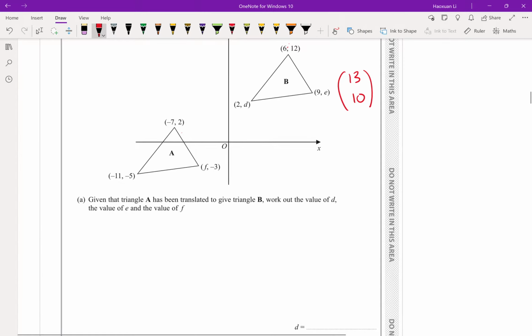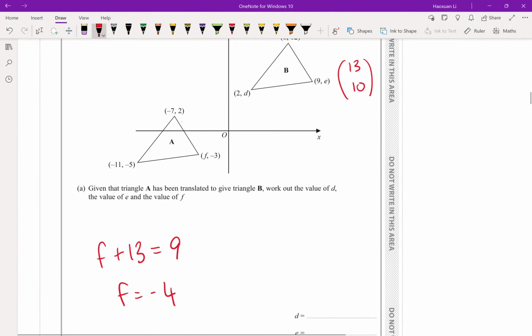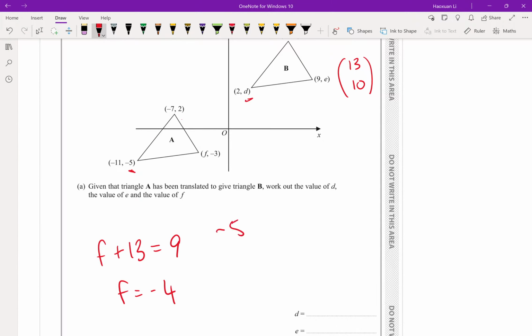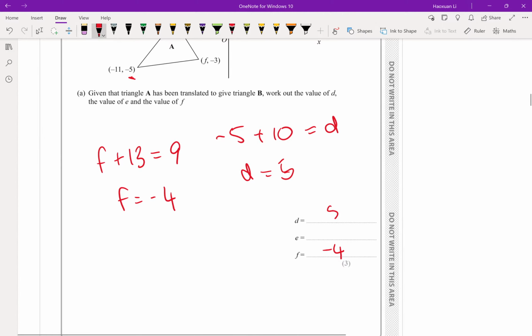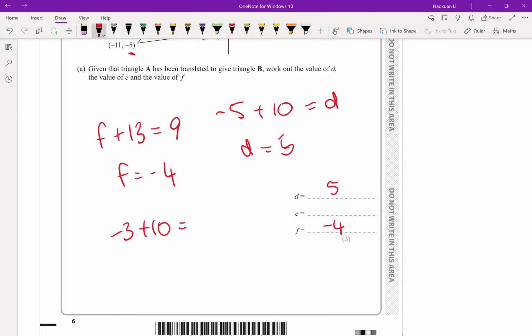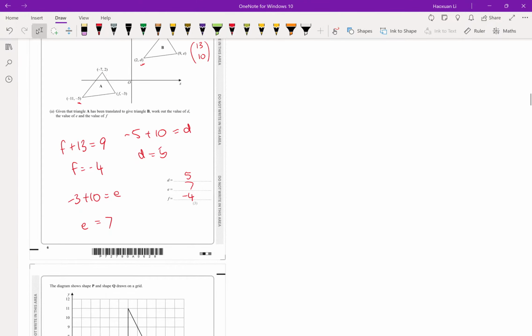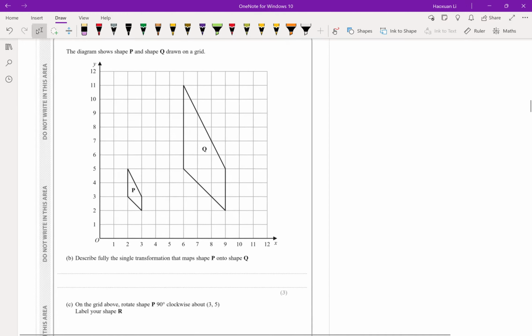So therefore you can form the equation that F plus 13 is equal to 9, so F will be equal to negative 4. And negative 5 to D will be negative 5 plus 10 equals D, and D will be equal to 5. And negative 3 plus 10 is equal to E, and E should be equal to 7. And this is a nice and easy 3 marks.